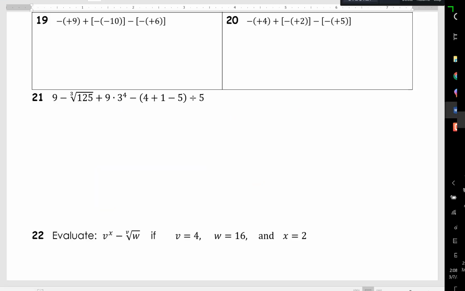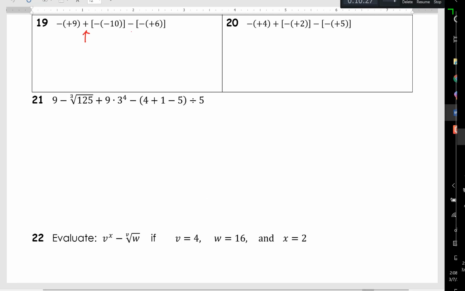You got to be really careful on 19 and 20 because of all these negatives and positive signs. But remember the basic operations that are happening here are addition and subtraction. So look at the first term here. You've got negative, positive 9. Remember you look at how many negative signs you have. You have one negative sign, which is an odd number, and so therefore that is going to be negative 9, and then plus, and then the next thing you have is negative 10. Two negative signs, that's an even number of negatives, which makes it positive. So positive 10.